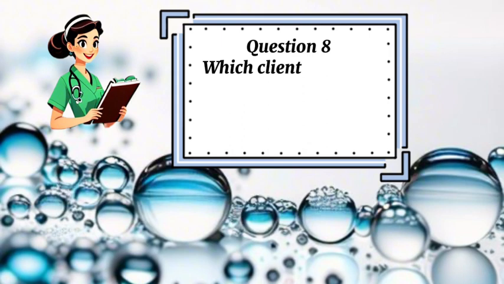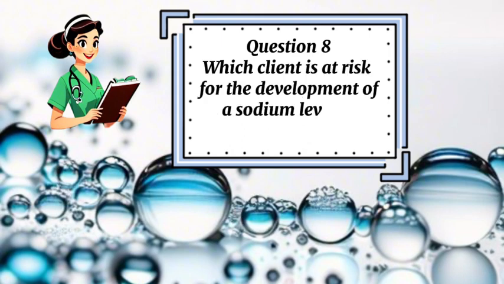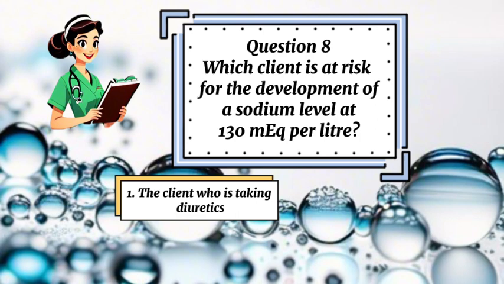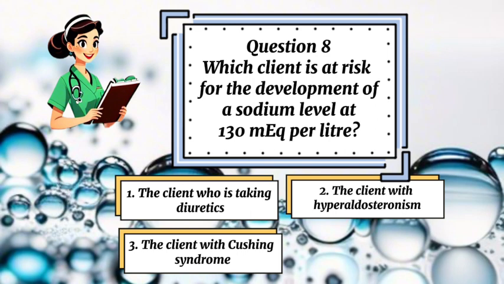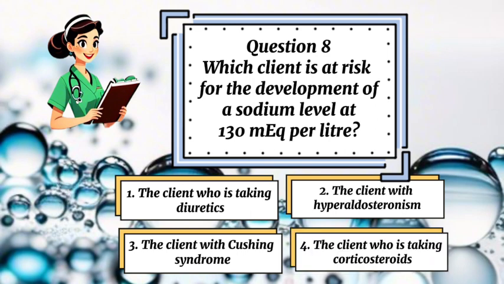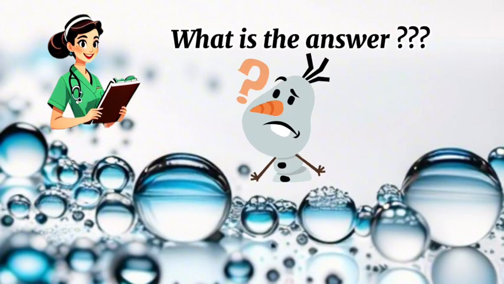Question 8. Which client is at risk for the development of a sodium level of 130 mg per liter? 1. The client who is taking diuretics. 2. The client with hyperaldosteronism. 3. The client with Cushing's syndrome. 4. The client who is taking corticosteroids. What is the answer?